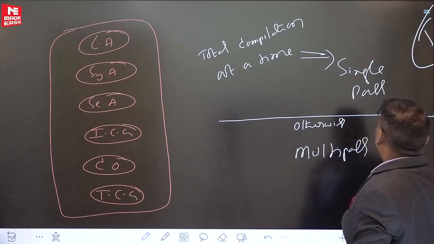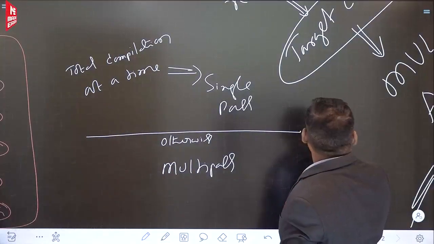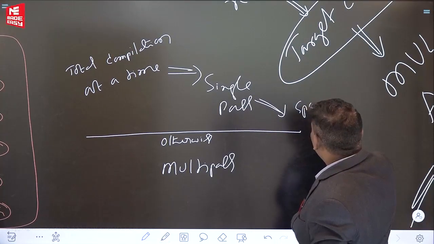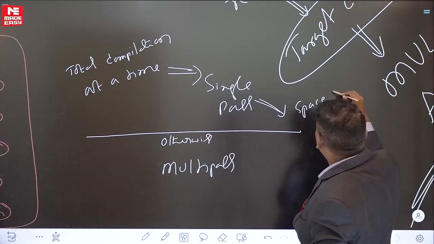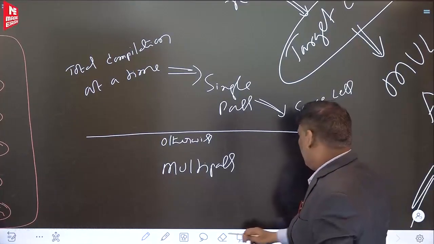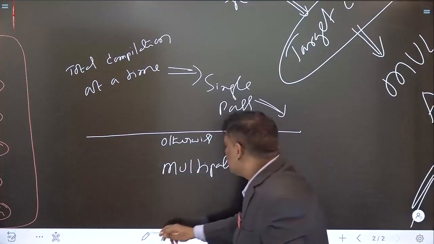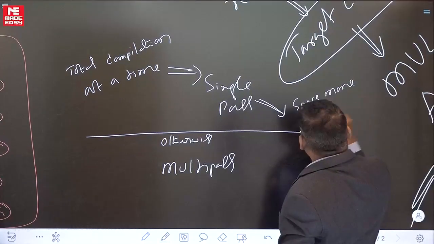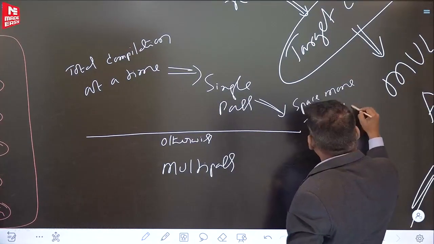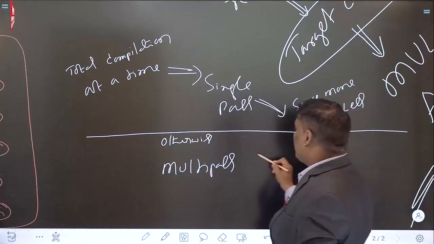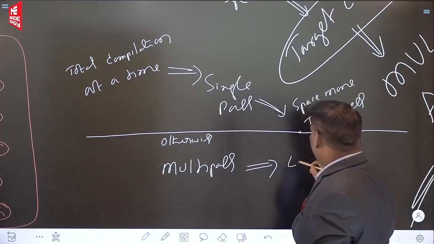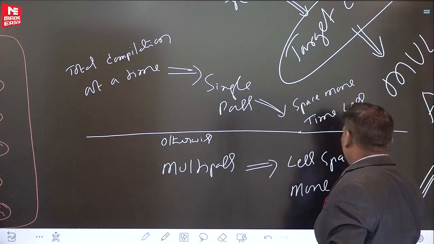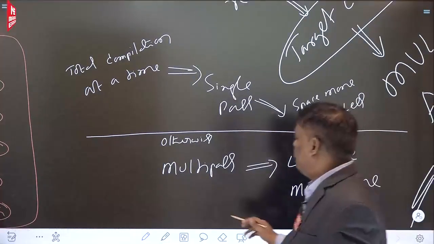Next one, single pass. What is the drawback? Is space more or less? Single pass, what is the answer? More space required, but time is less. Next, what about otherwise? It's the multi-pass. Multi-pass means less space is okay, but more time required.